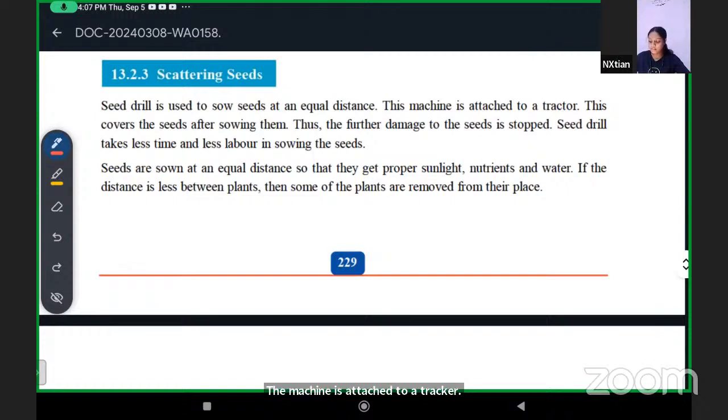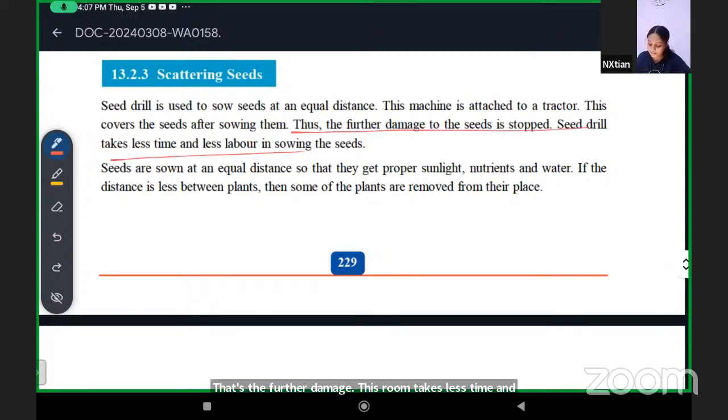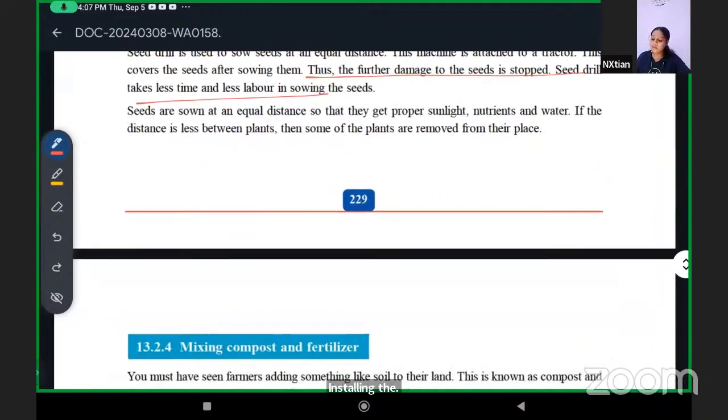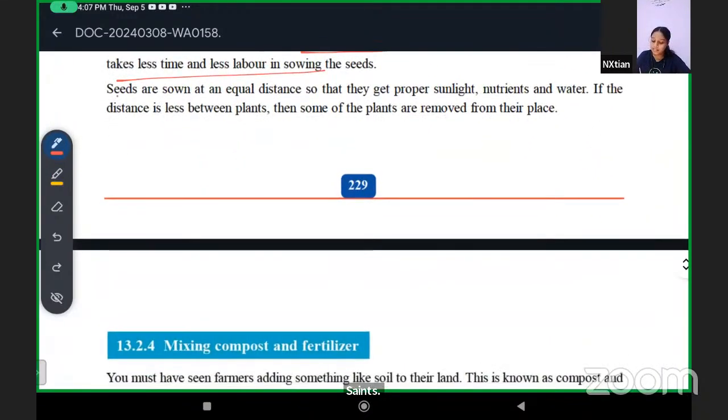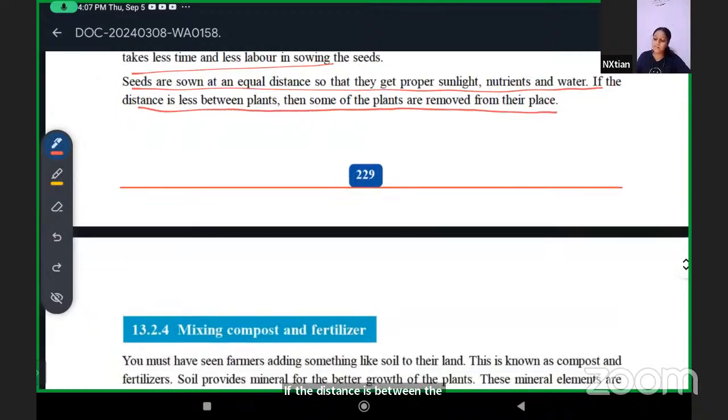Thus, the further damage to seeds is stopped. A seed drill takes less time and less labor in sowing the seeds. Seeds are sown at an equal distance so that they get proper sunlight, nutrients, and water. If the distance between the plants is less, then some of the plants are removed from their place.